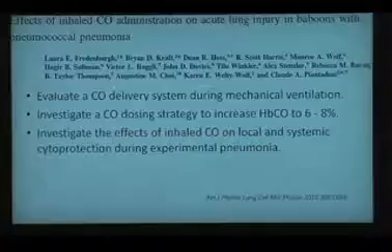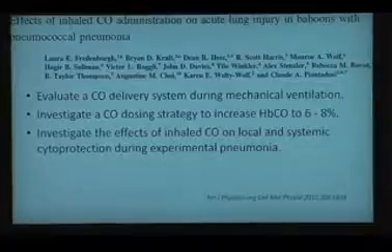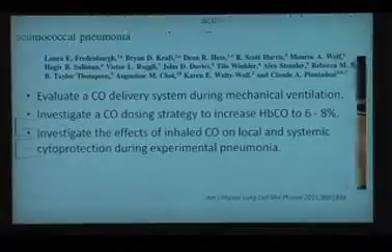And then we investigated the effects of inhaled CO on local, that means within the lungs, and systemic cytoprotection. So is there a hint that there may be benefit from doing this before going on to human studies?